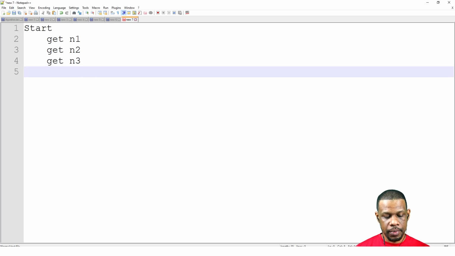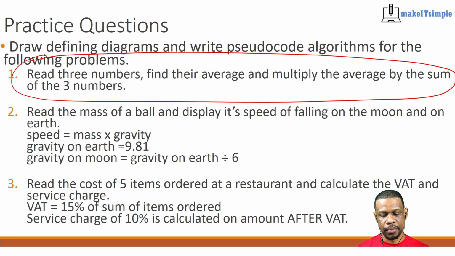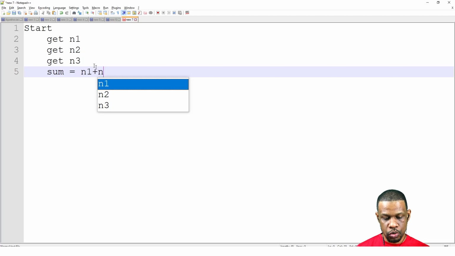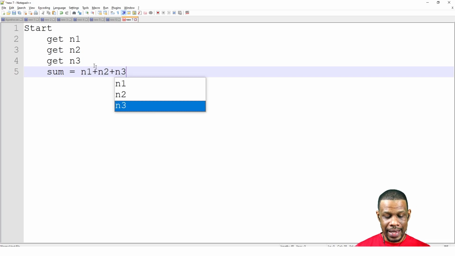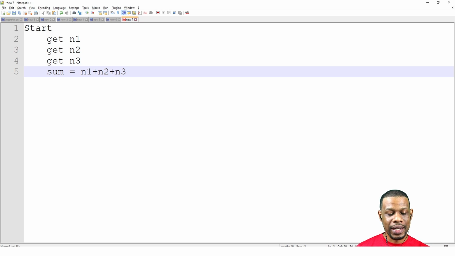So then now my next job is to, what the question said to do? Read 3 numbers, find their average, and multiply the average by the sum. Okay. So to find the average, I need to find the sum first. So I can say sum is equal to N1 plus N2 plus N3. And that's cake. Because now the computer will be like, oh, whatever is inside N1, take that number, add it to whatever is inside N2, take that number, add it to whatever is inside N3, and then whatever the answer is, put it inside sum.